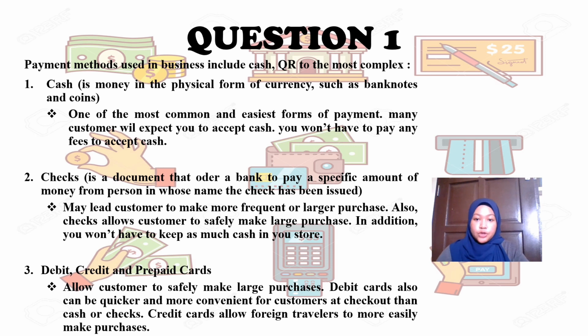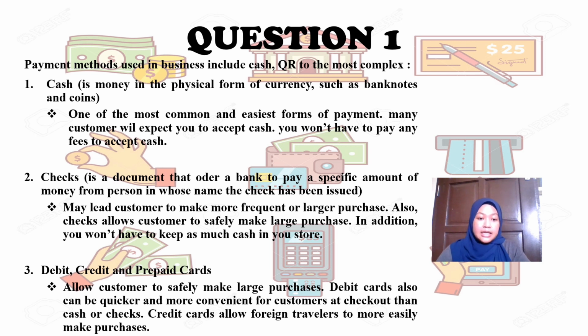We're going forward to question number 1. Payment methods used in business include cash, QR, to the most complex. First, cash is money in the physical form of currency such as banknotes and coins. Advantage of using cash: it is one of the most common and easiest forms of payment. Many customers will expect you to accept cash. You won't have to pay any fee to accept cash.